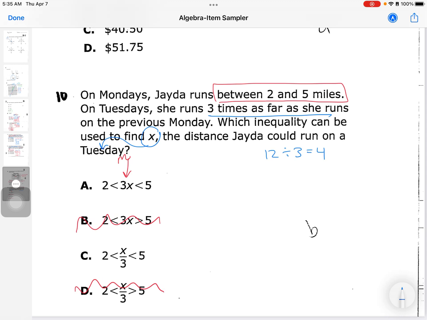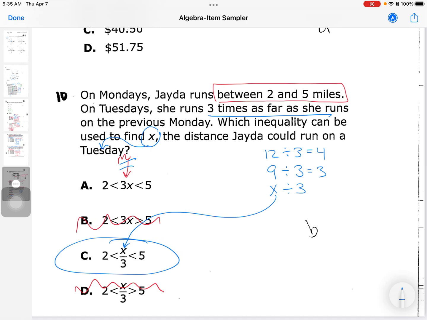Or if I ran 9 miles on Tuesday, which is 3 times as much as I did on Monday, I divide by 3 to find I only ran 3 on Monday. Every time we're taking however many we did on Tuesday and dividing it by 3. And we know that number's got to be between 2 and 5, so that means our answer would be C. I'm taking the amount on Tuesday and dividing it by 3 in order to figure out Monday.